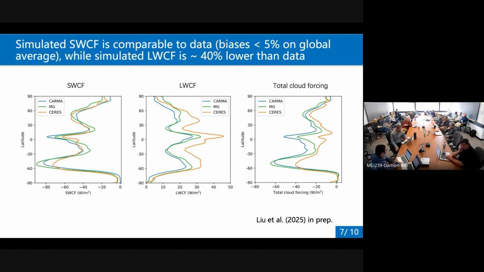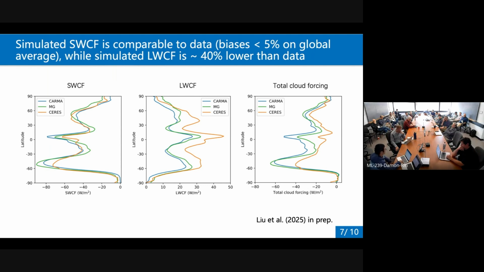Cloud radiative forcing and albedo are very important for climate models, especially if we would like to do climate projections in different scenarios. Here we compare the cloud forcing to the data. We find simulated shortwave cloud forcing is comparable to data, within 5% on global average, while simulated longwave cloud forcing is about 50% lower than the data.